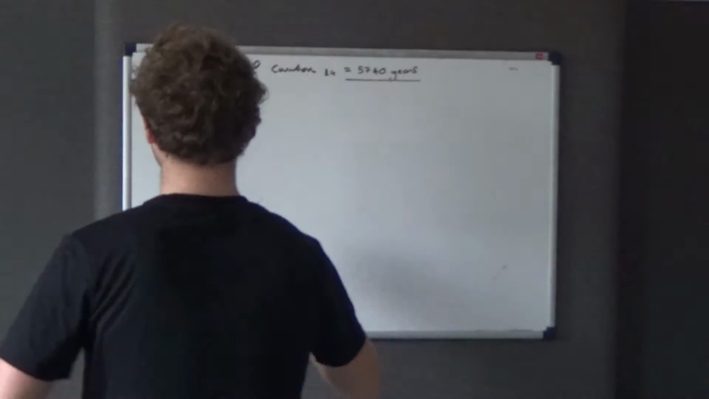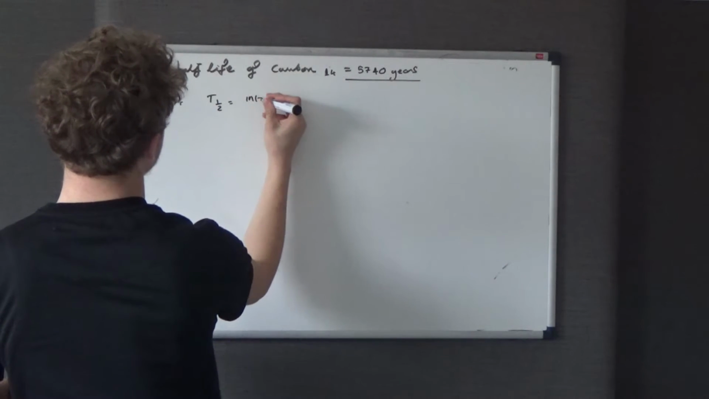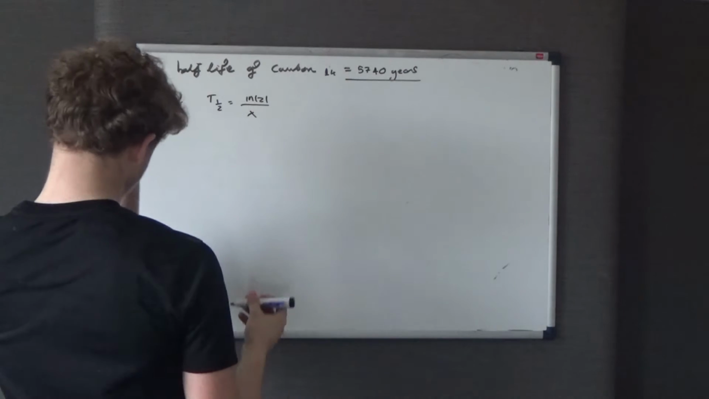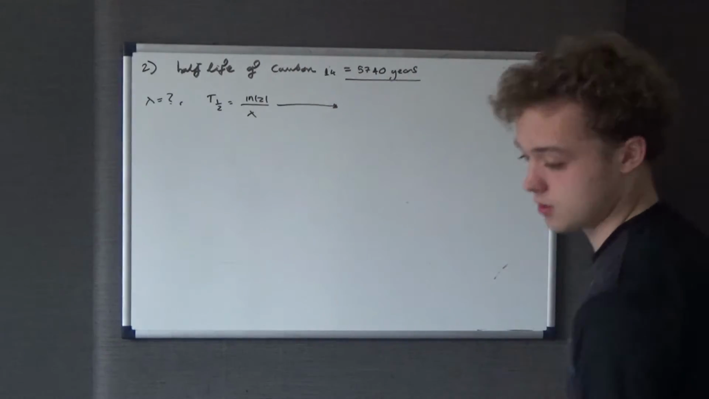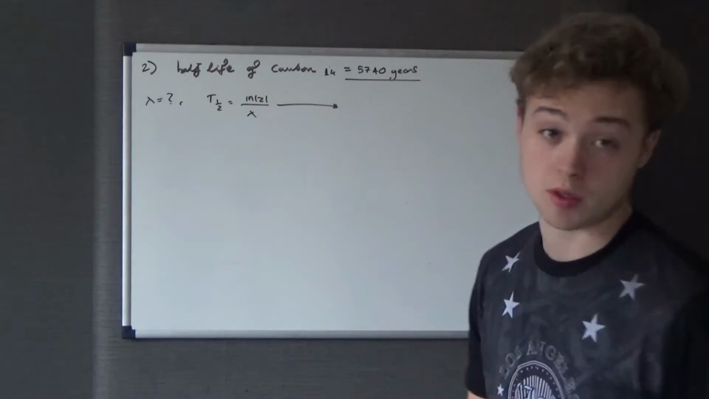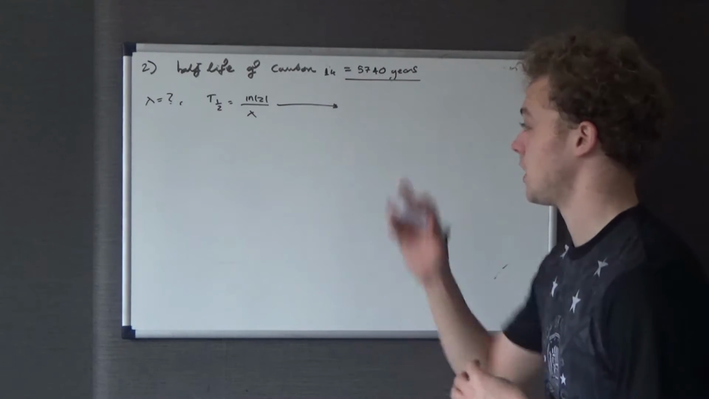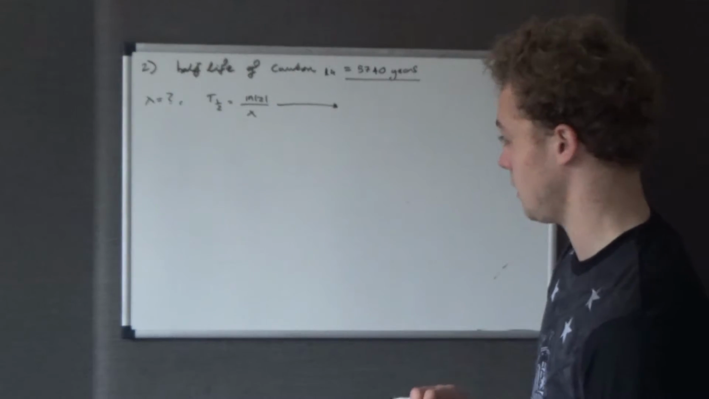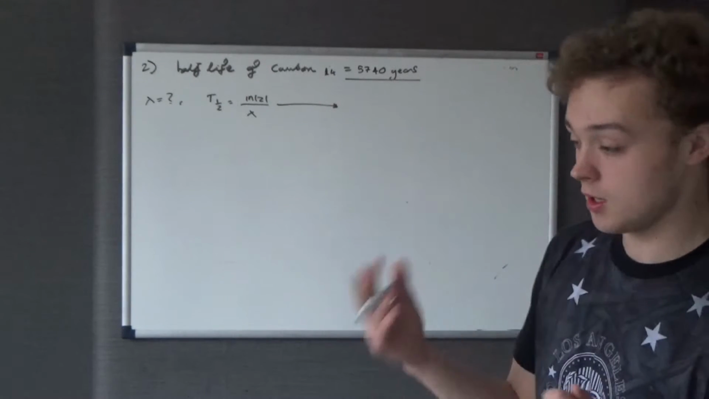But essentially, we have to use the half-life equation, which is T half equal to ln2 over the decay constant. Okay, and the time period is in years, not seconds, because if it was in seconds, it would be hundreds and hundreds of zeros long, because it's such a big number. So we say the decay constant is in years as well. If we're given a half-life in years, then the decay constant will also be in per year.